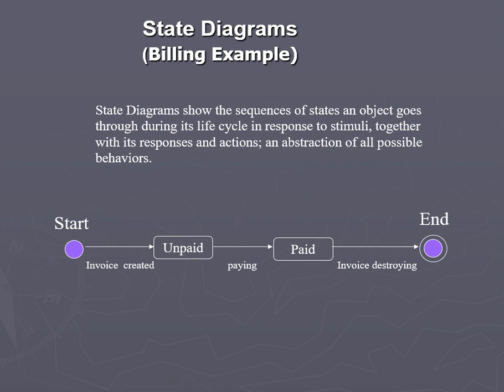A state diagram shows the sequence of states an object goes through during its life cycle in response to stimuli, together with its responses and actions, an abstraction of all possible behavior. It will start with unpaid or paid, and the inverse.